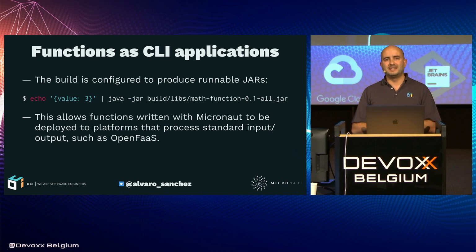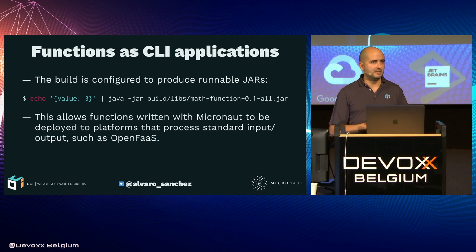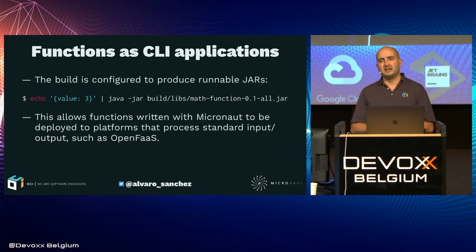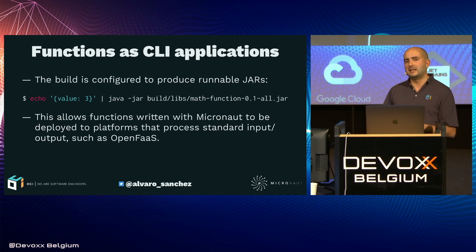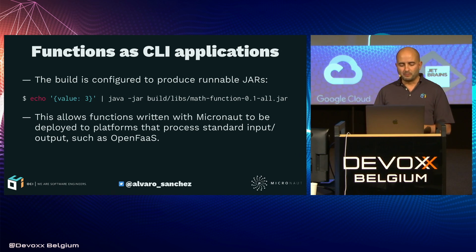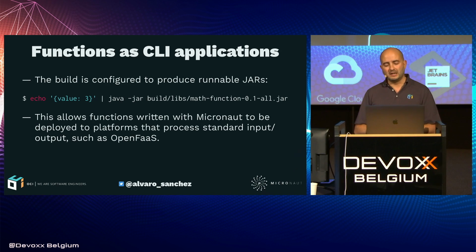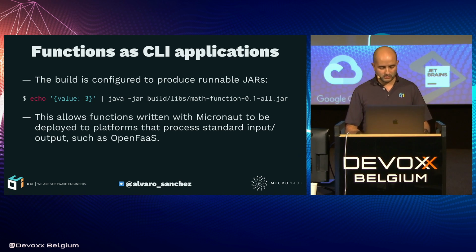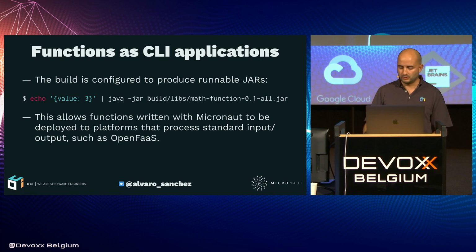Functions can be run as well as CLI applications. In this case, the build is configured in such a way that you can pass the call to your function from the standard input. This is interesting because it allows Micronaut functions to be run and deployed on platforms that read the standard input, like for instance OpenFaaS. So Micronaut functions work on OpenFaaS as well as AWS.